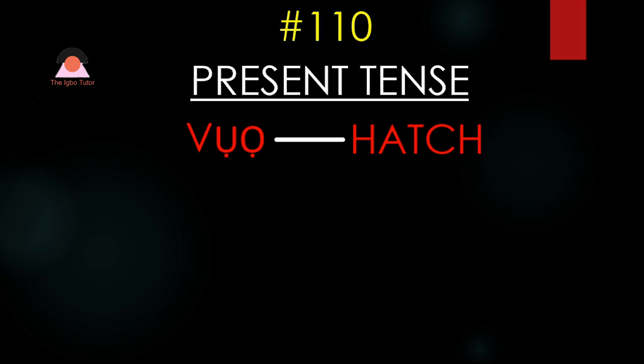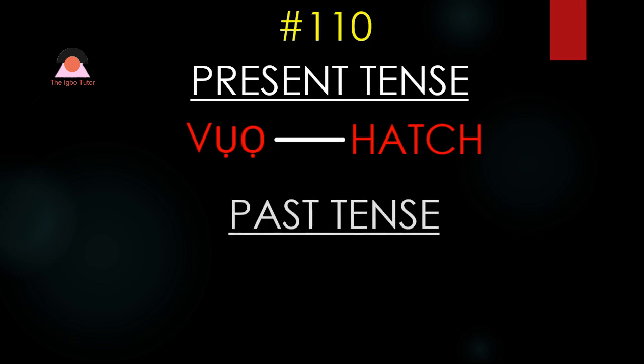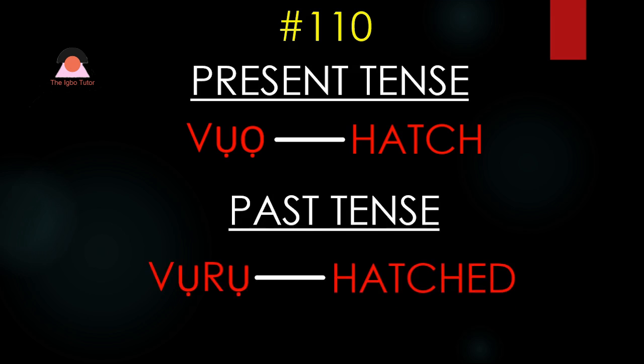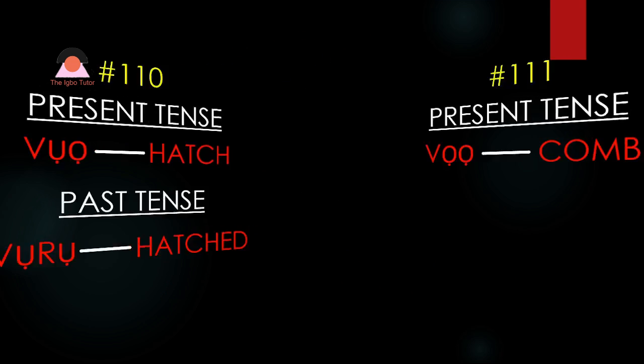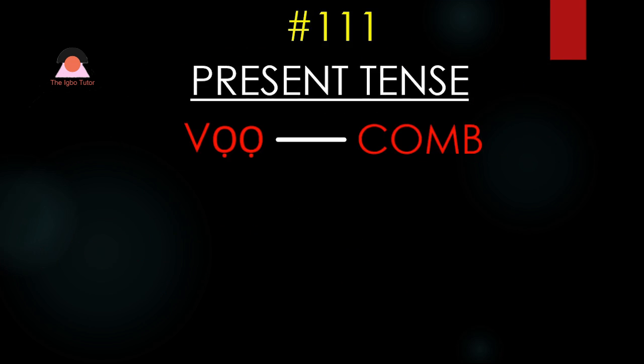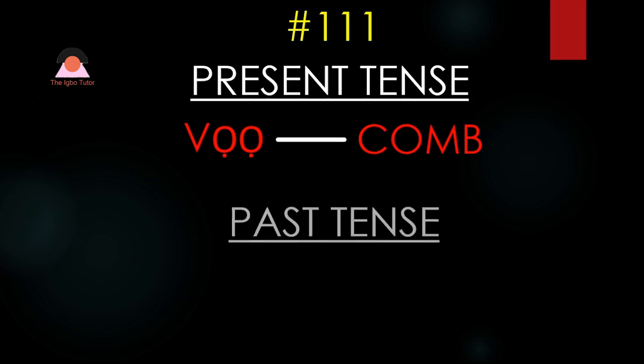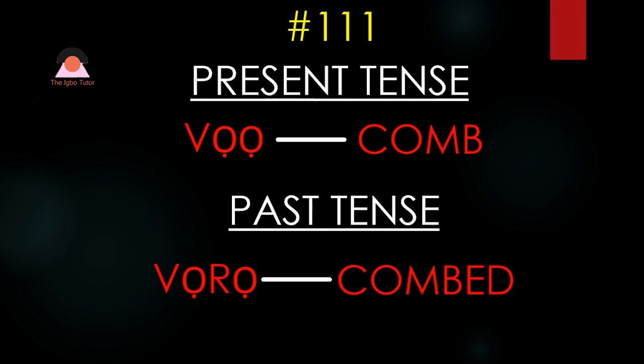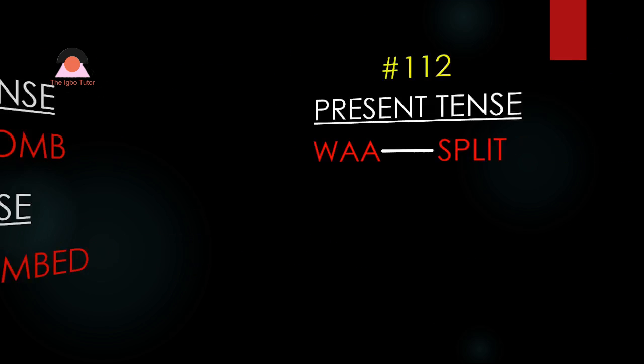The word is vor, meaning hatch. Vor, hatch. What is the past tense of vor? It is voro, hatched. Vor, present. Voro, past. 111. The word is vor, meaning comb. Vor, comb. What is the past tense of vor? It is voro, combed. Let's go on to 112.